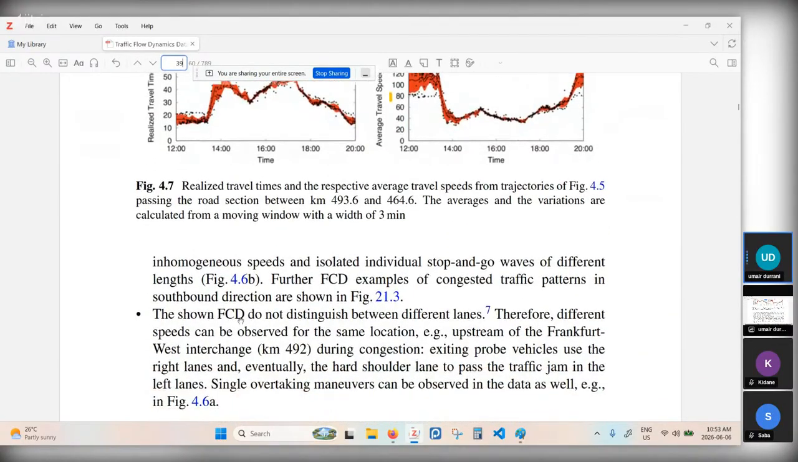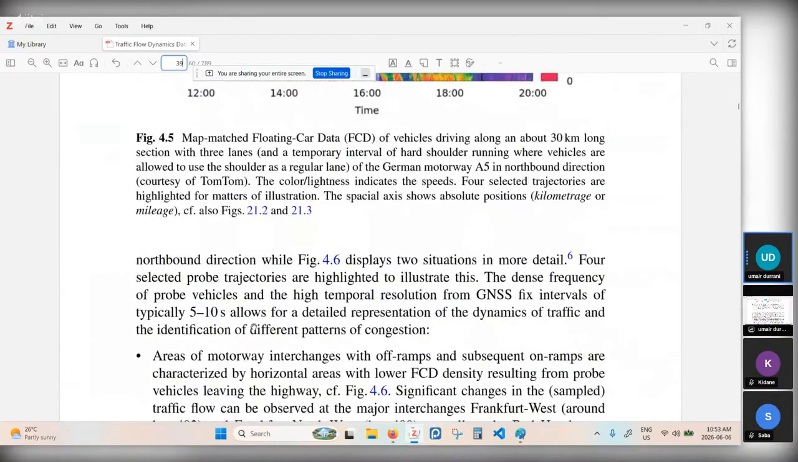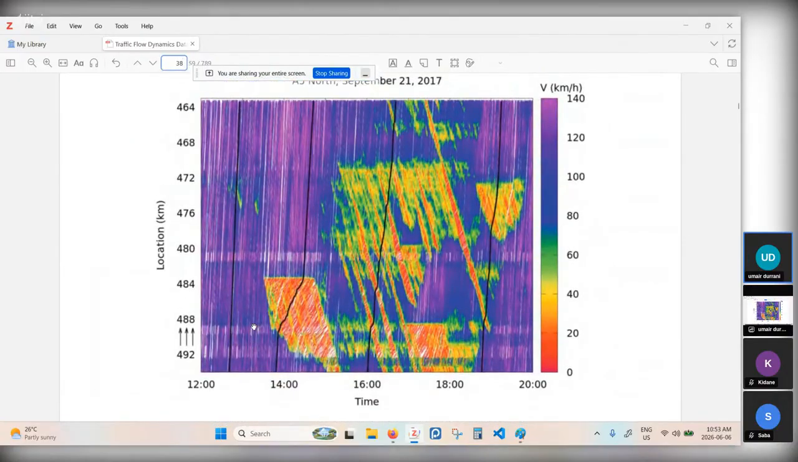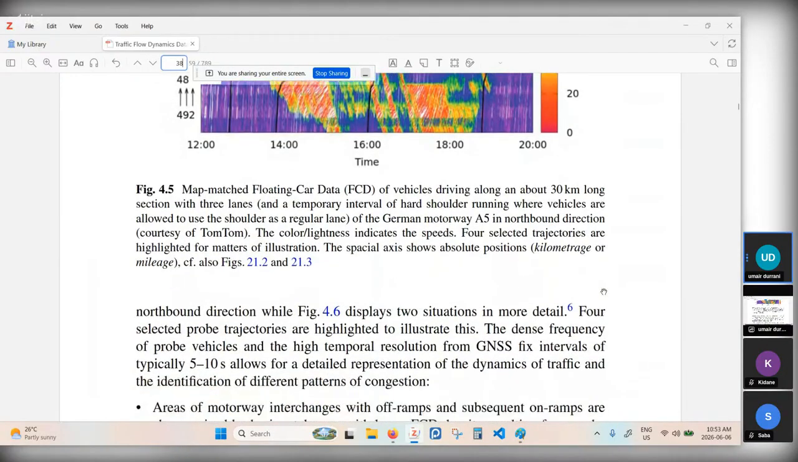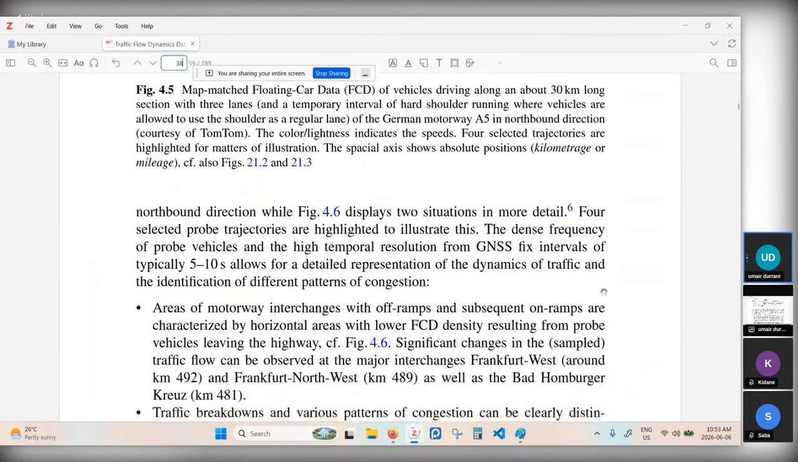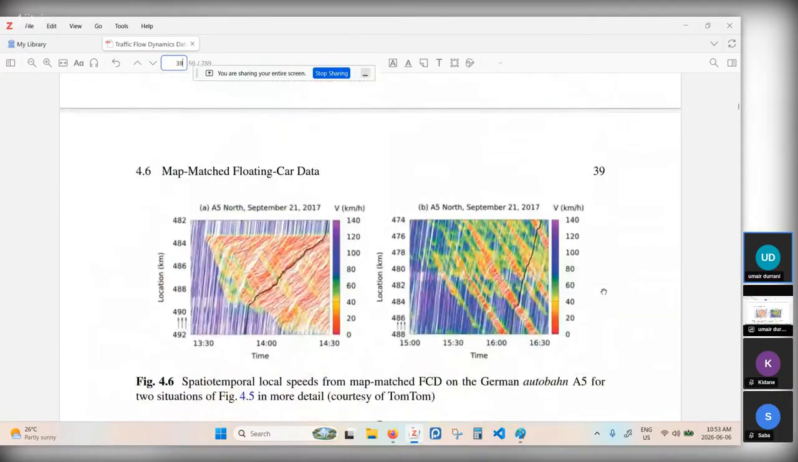Another important point is that floating car data generally does not distinguish between different lanes. As I said before, trajectory data generally looks at a time-space diagram for a given lane, but floating car data does not. Here, we do not know what lane each of these vehicle trajectories was on. So this could be a combination of multiple lanes. It could be one lane, depending on where the floating cars were.